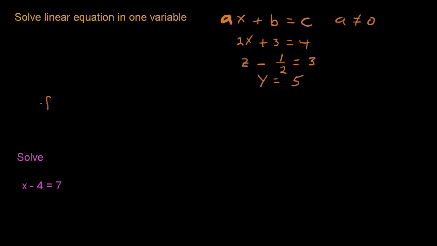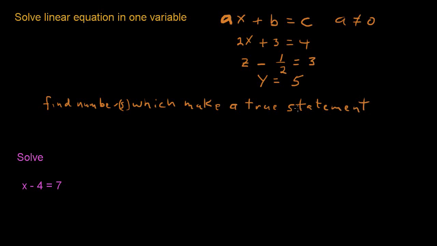Now, what does it mean to solve? To solve a linear equation in one variable, we want to find numbers. Actually, for a linear equation, we'll just find a single number which makes a true statement. In other words, a number which will make our equation true. And the method that we'll be using in this lesson is called the addition property of equality. We will be adding the same number to both sides of the equal sign.